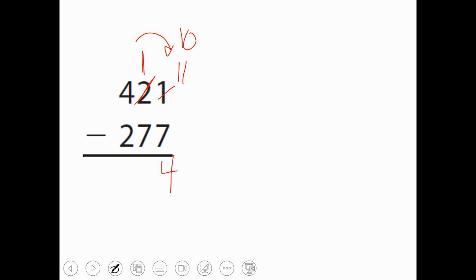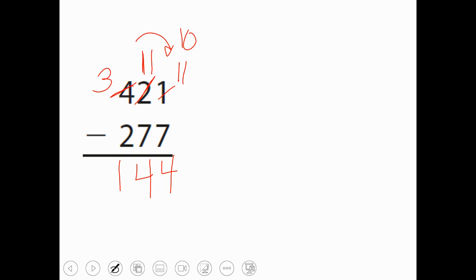Then I move to the next place value. 1 minus 7. Again, can't do that, right? So I've got to go over to the 4, and I'm going to borrow 1. But remember, I'm bringing it over as 10. So this 1 becomes 11. 11 minus 7 again is 4. Then I'm going to subtract again. 3 minus 2 is 1. So my answer is 144.